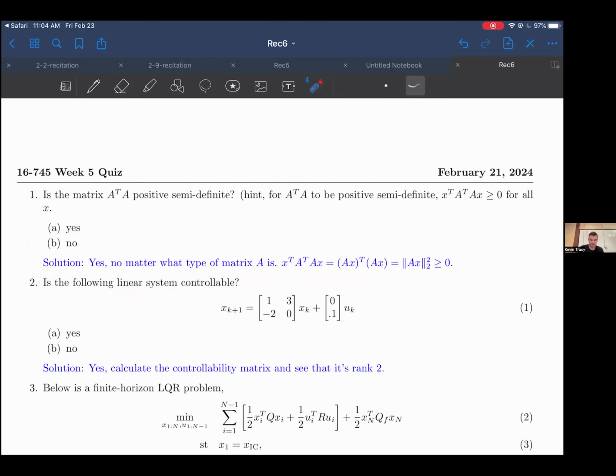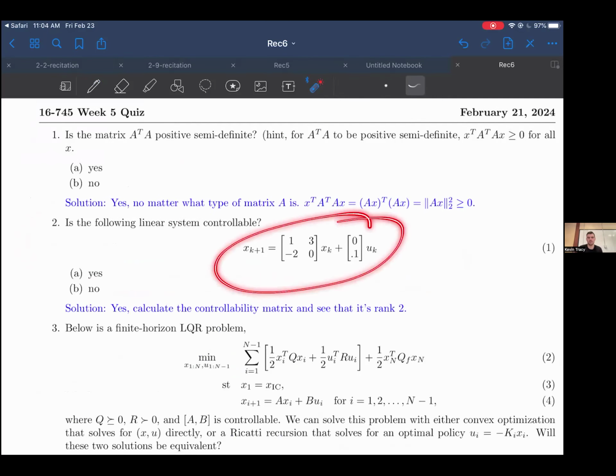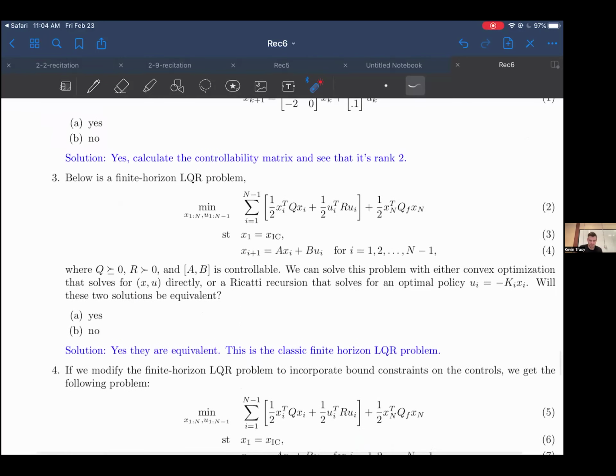Is A transpose A positive semi-definite? And the classic proof you'll see for this is right here. I can just factor this into this, which is the same as this, which is the same as a norm. And a norm is always greater than or equal to 0 by definition. That's one of the properties of a norm. So whether it's L1 norm, L2 norm, L infinity norm, it will always be positive. This next one is just, go ahead and turn the crank, find back in the notes what it means for a linear system to be controllable, form the controllability matrix, and then just go.